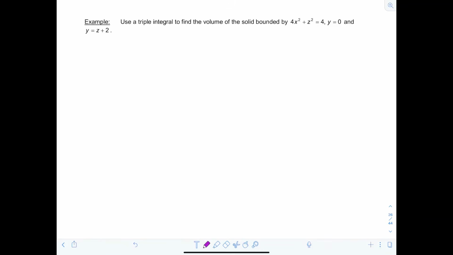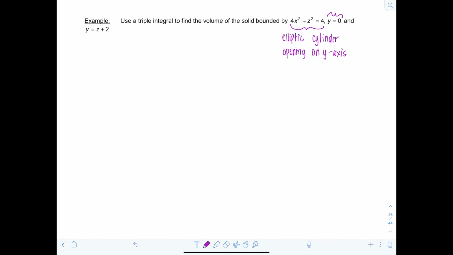Next example says, use a triple integral to find the volume of the solid bounded by 4x squared plus z squared equals 4, y equals 0, and y equals z plus 2. So let's go ahead and start drawing the solid, and then we'll see what the best way is to set up the triple integral to find its volume. So let's see, 4x squared plus z squared equals 4, that's going to be an elliptic cylinder. And it's opening on the y-axis, right? Since y is missing.